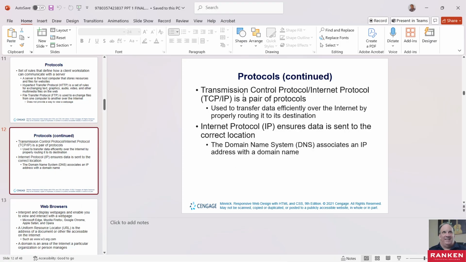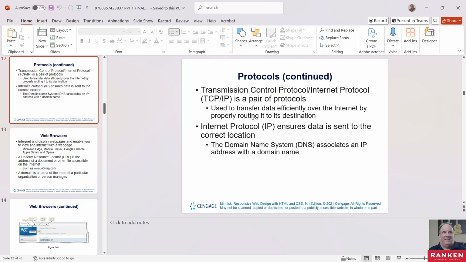Then there's other protocols as well, and these are very networking related protocols. Transmission control protocol is TCP, and the Internet Protocol is IP. It's a pair of protocols used to transfer data effectively over the internet by properly routing it to its destination. Okay. The Internet Protocol ensures data is sent to the correct location. Okay, and then there's also what's called a domain name server, DNS.